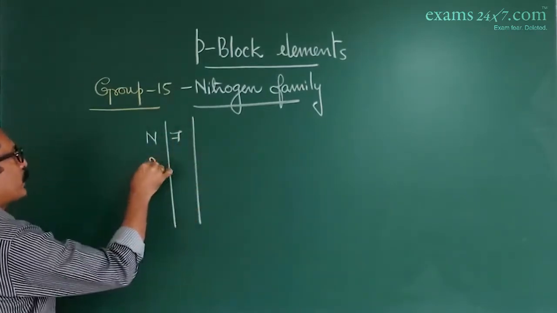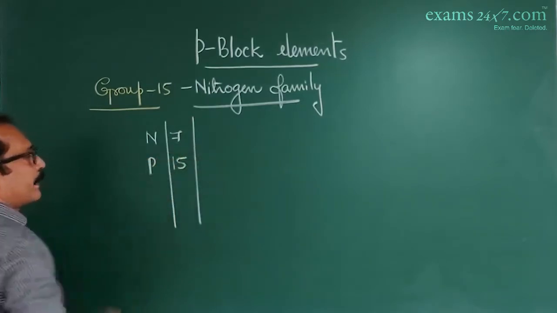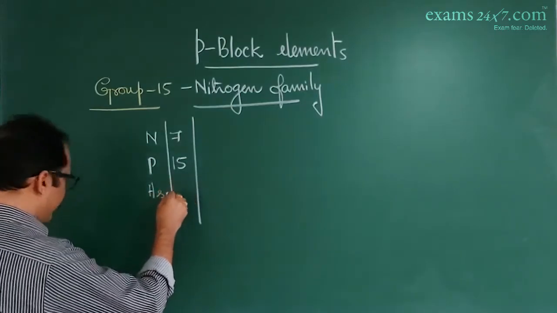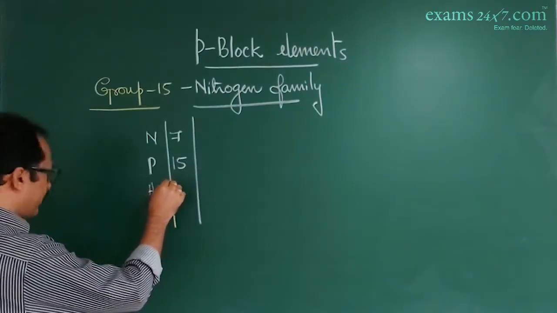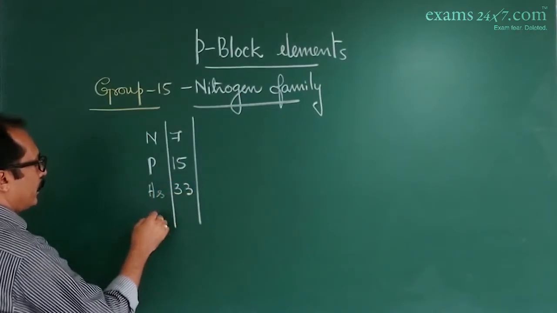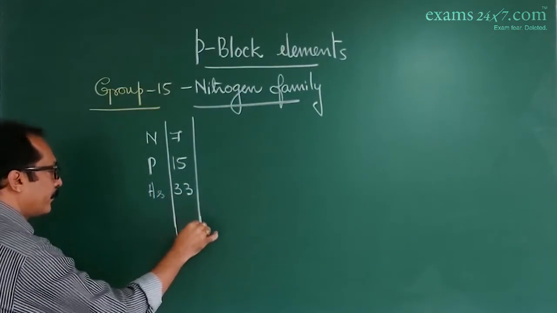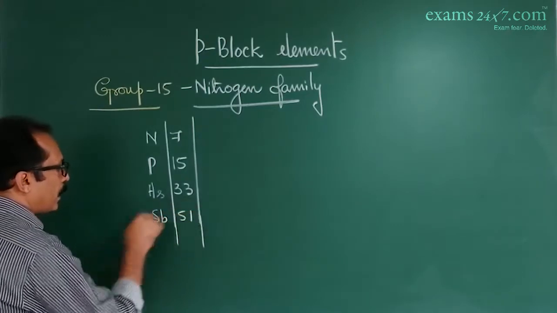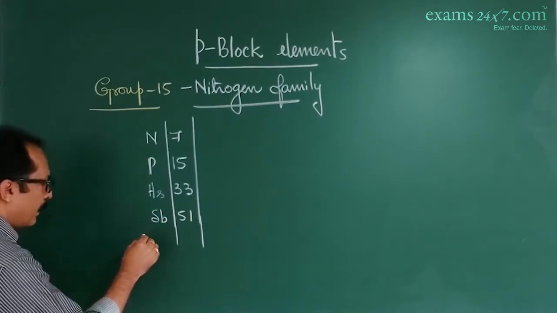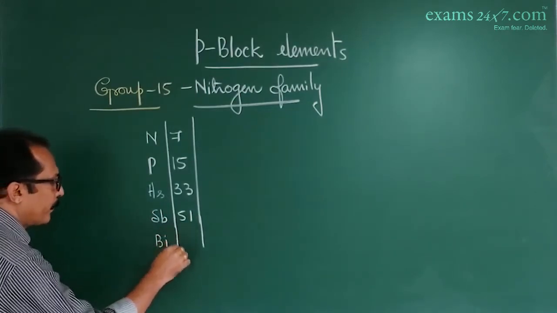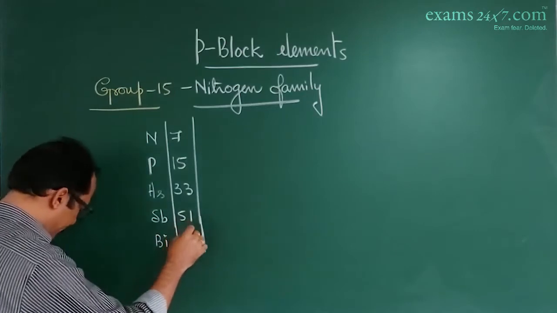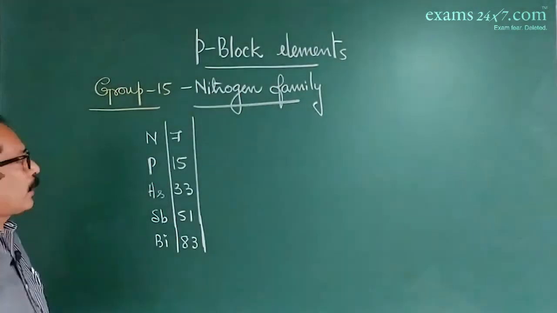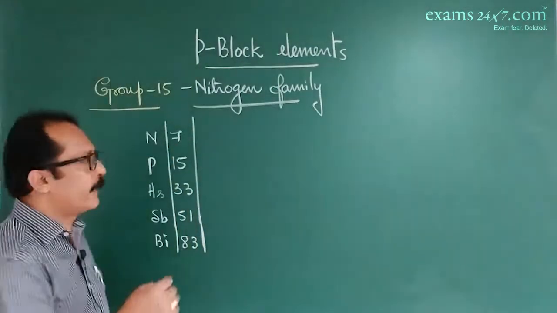Next element is phosphorus. Atomic number is 15. Next one, arsenic. Atomic number is 33. After arsenic, Sb, antimony. Atomic number is 51. Next is bismuth. So atomic number of bismuth is 83.